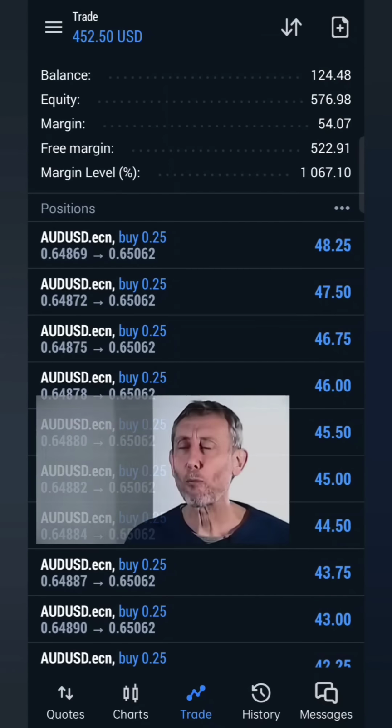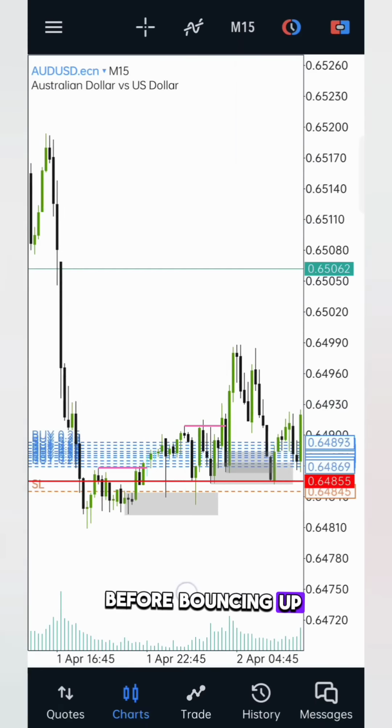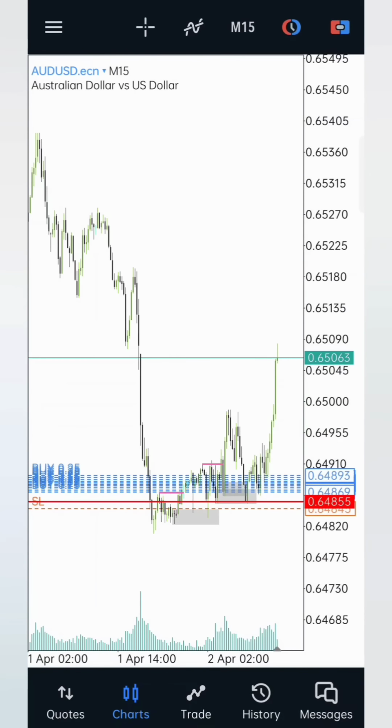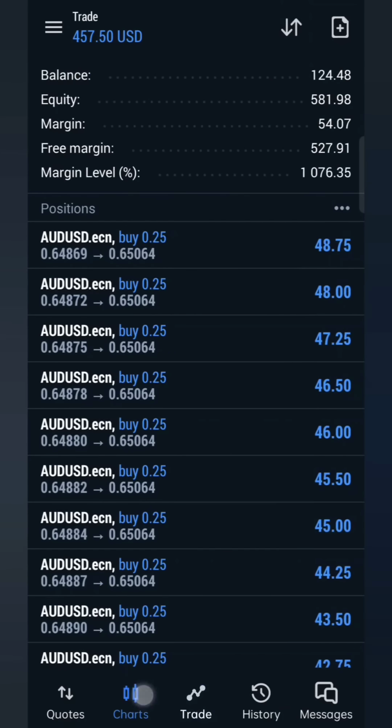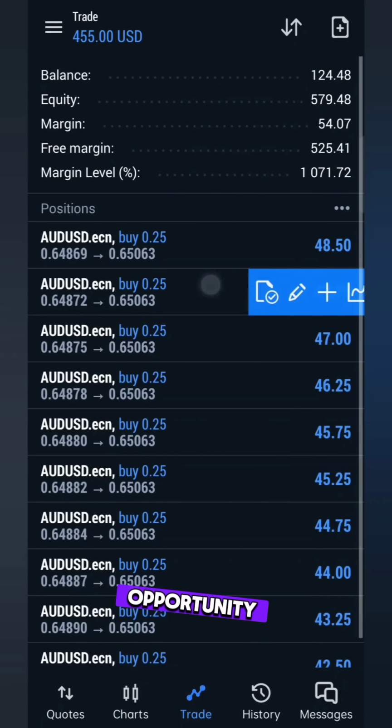One eternity later. Nice. Guys, as you can see, all of my pending buy orders were filled, and the price began to consolidate at that level before bouncing up. Price is now at the sell side imbalanced area, and there is a clear gap on that level. So now, I'm going to close all of my open orders, and wait for another buying opportunity.